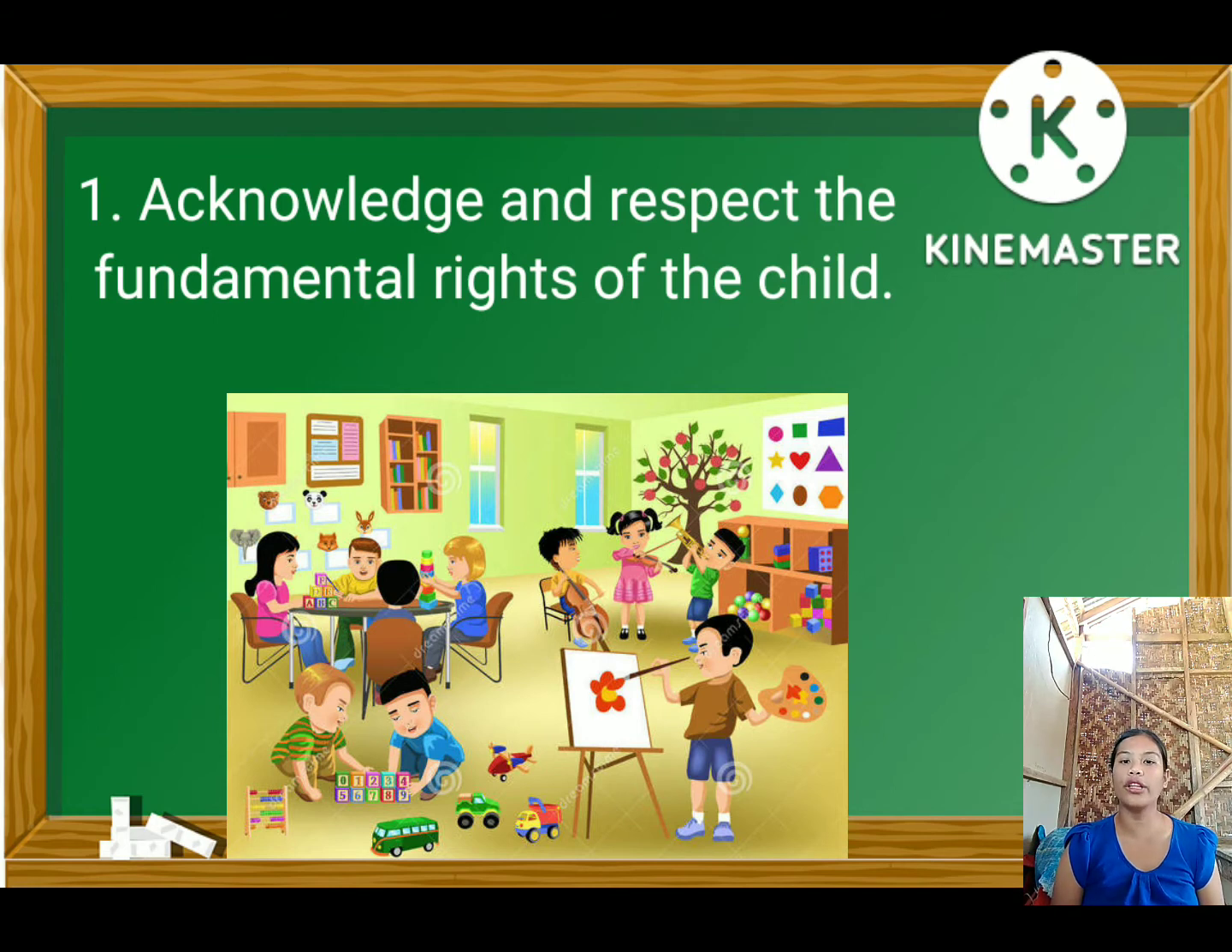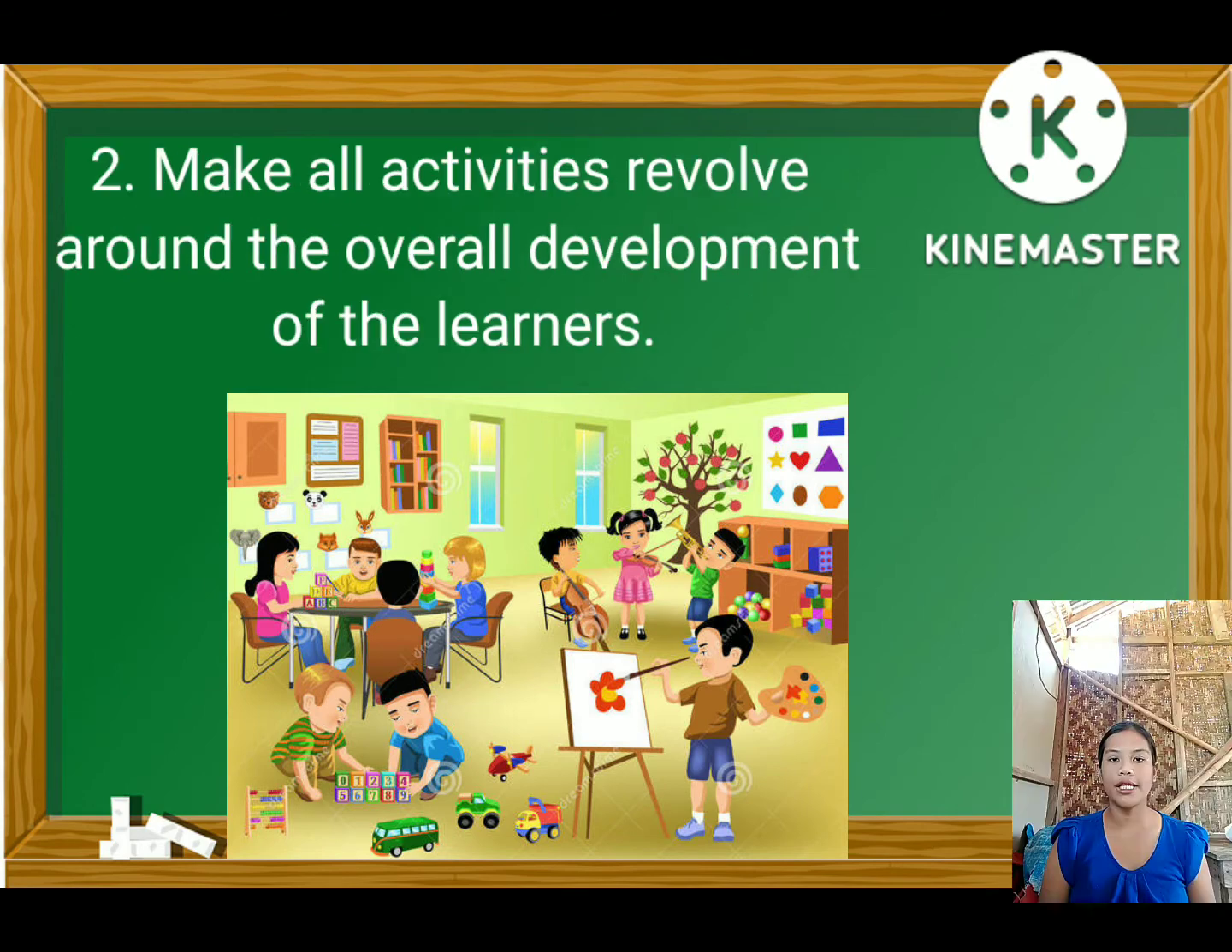We are not going to expect much from the child, that they know everything. We should also consider the readiness of the child. Second, make all activities revolve around the overall development of the learner. This means that we teach lessons according to the interests and abilities of the child, and we are going to give activities that are suited to them.